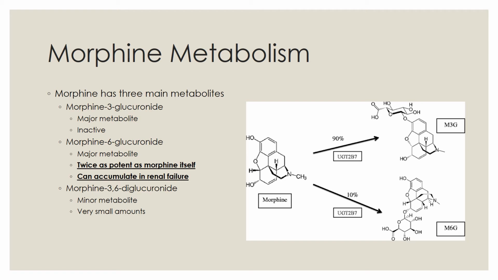Morphine 3-glucuronide is a major metabolite. It's what most of morphine is broken down into, but thankfully this is an inactive metabolite. The one of clinical significance is morphine 6-glucuronide. This is also a major metabolite. About 10% of morphine is broken down into this one, and this molecule itself is about twice as potent as morphine. And the problem can occur when patients who have renal failure cannot eliminate this metabolite, morphine 6-glucuronide, in the urine, and when it accumulates, it can become clinically significant.